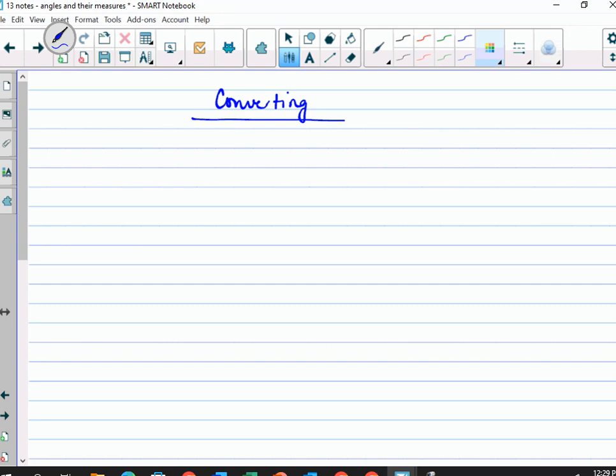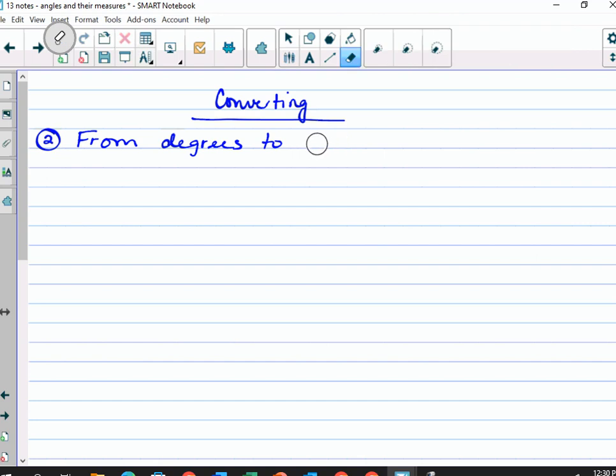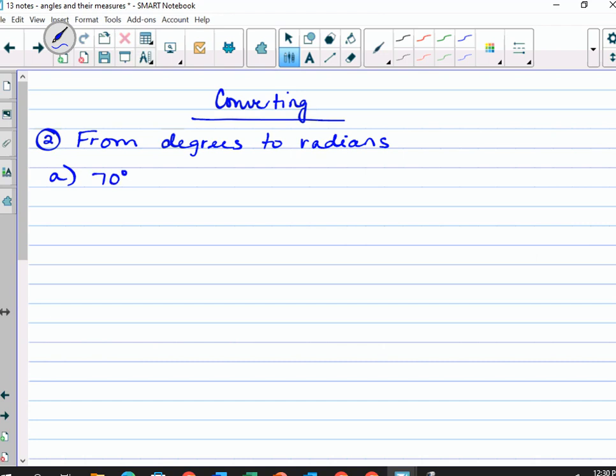All right, so we're going to convert. First, we're going to go from degrees to radians. So I think I'm on number 2. Should we be writing this down or not? These are your notes. All right, so we're going to do the first one together, and then I'll let you guys try. So I'm going to start with 70 degrees.